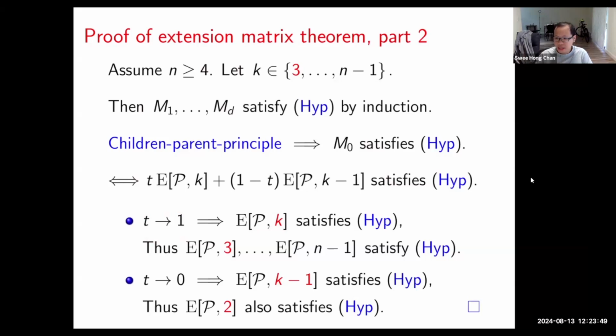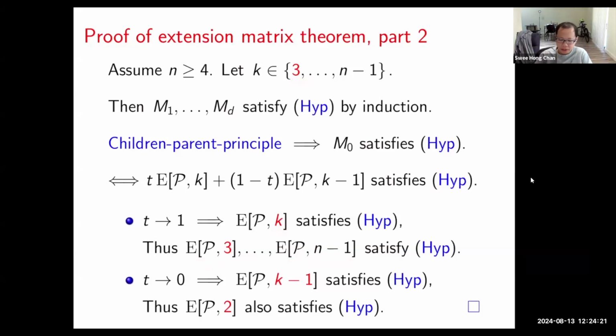In the matroid case, that is where we stop, and we are all done. But in the poset case, there is one small technicality that we need to be careful about. This is because in the matroid case, k can be any value, so we don't need to do anything more. But for posets, you see that k is at least 3. So if I plug in k equal to 3, you will get the hyperbolic property for EP3, EP4 up to EPn minus 1.